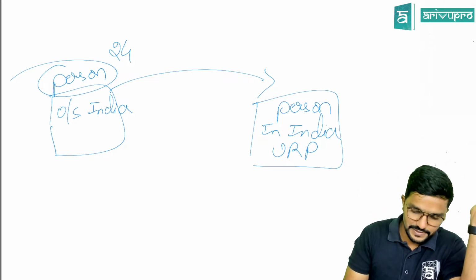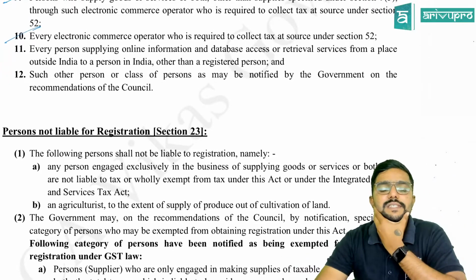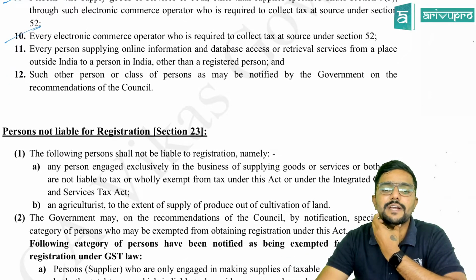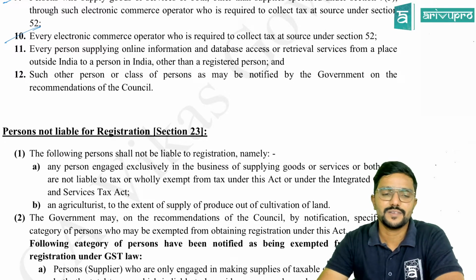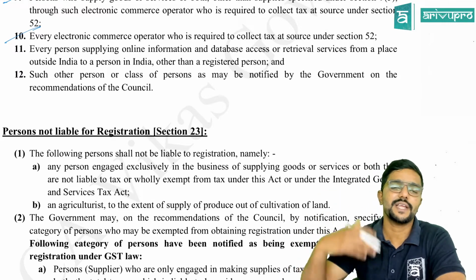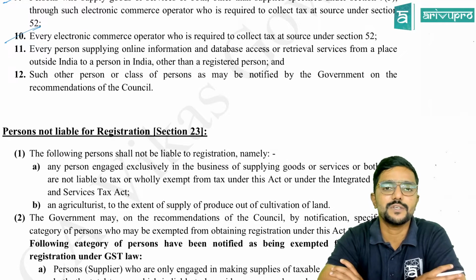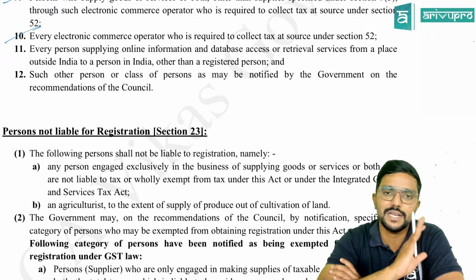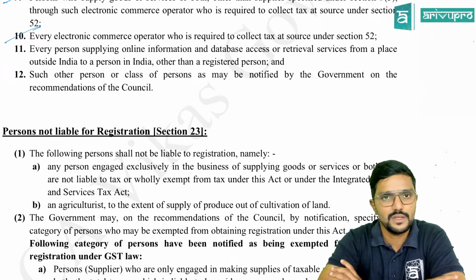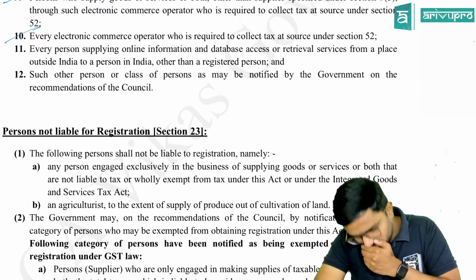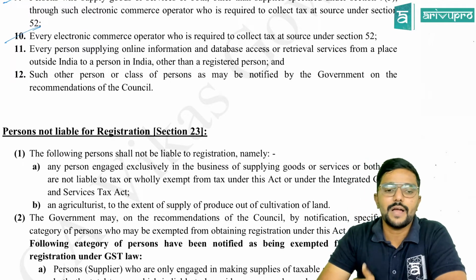Clear, guys? Next, the last point is like a miscellaneous point. Such other person or class of persons as may be notified by the government on the recommendation of the council. Clear? Means the government can extend this list. They can keep on adding other people also under this. That power has been given to the government. As on today, there are totally 11 people who should get mandatory registration under section 24, guys. So I have covered sections 22 and 24, and now I would be covering 23.